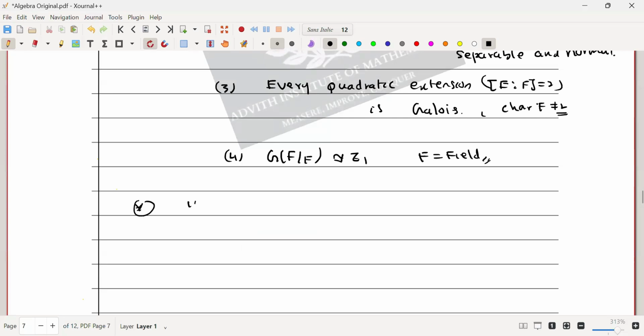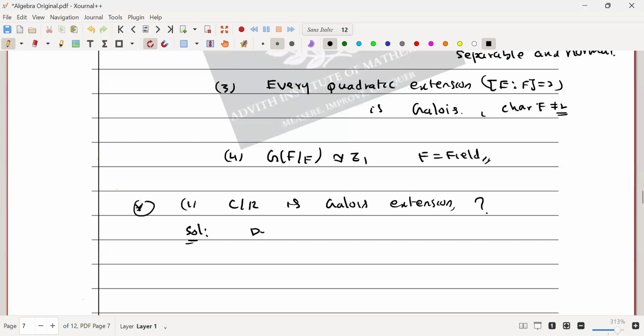Problems. Number 1: Is C over R a Galois extension? If so, then what is an automorphism? So for a Galois extension, we need to find an automorphism from C to C. Solutions.